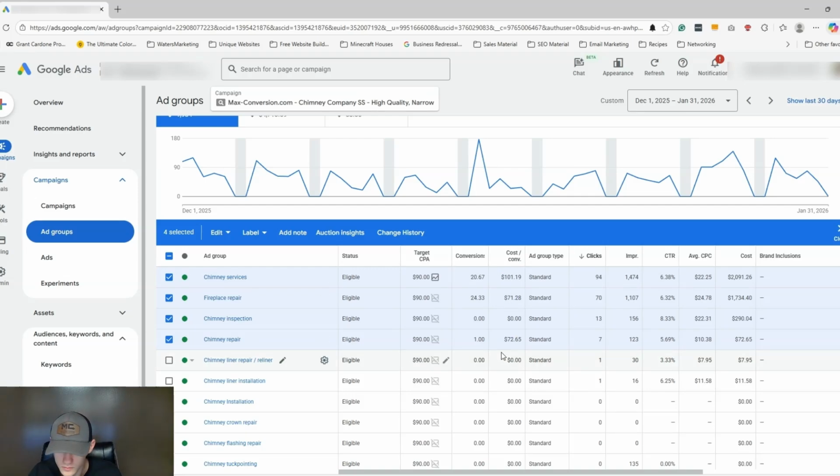Now, the big thing with this campaign is simply adjusting that target CPA as time goes on. So we've got enough conversions here, 24, it's at $70. We can likely decrease the CPA down to closer to $70 around this time.